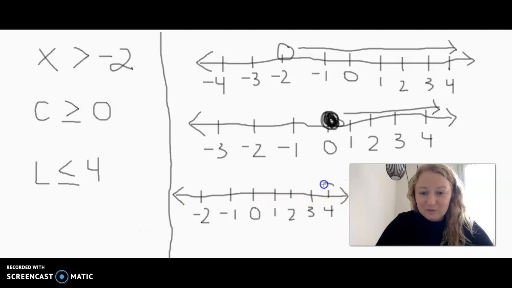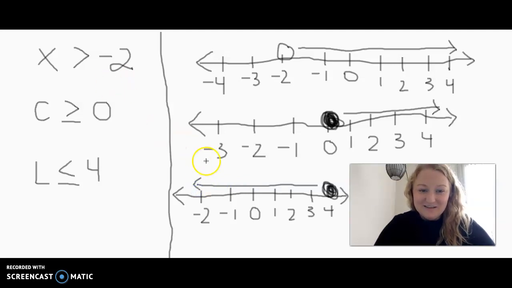So I'm going to find 4. And remember, I color it in if it could be 4. L could be 4 because it's less than or equal to 4, so I'm going to color it in. And then if it's less than 4, I'm going to make my arrow to the left. All right, so what do you notice here? When it's greater than or equal to or less than or equal to, it's a closed circle. If it's just greater than or just less than, it's an open circle.